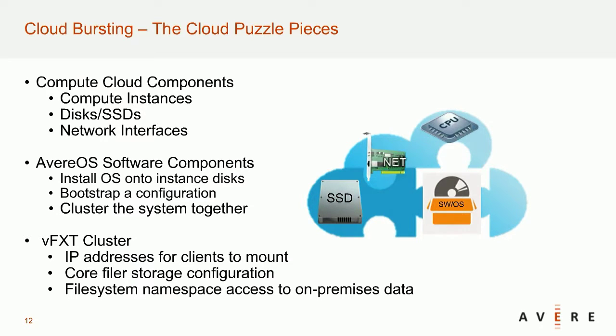Then you have some core file storage configuration. If you have an on-premises NetApp or an Isilon or something like that that has petabytes of data and multiple exports, you have to take into consideration how you're going to present that data to your clients in the cloud. And that circles back around to the file system namespace access. We're going to go through in the demo just quickly what this entails, but I just want to put out there what the pieces are that are required for you to make this happen.